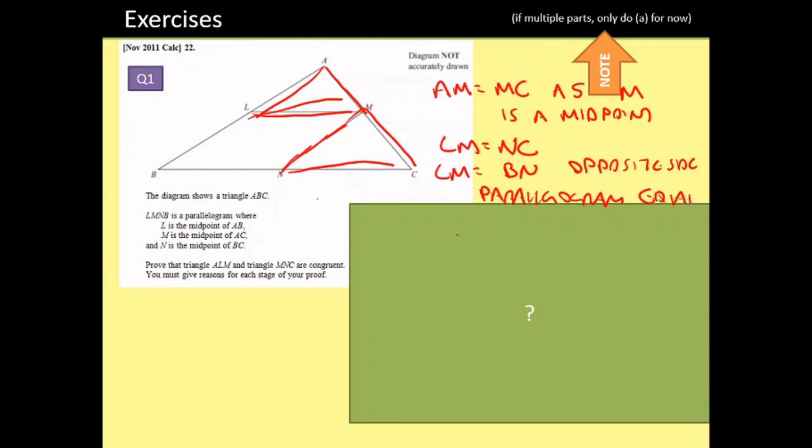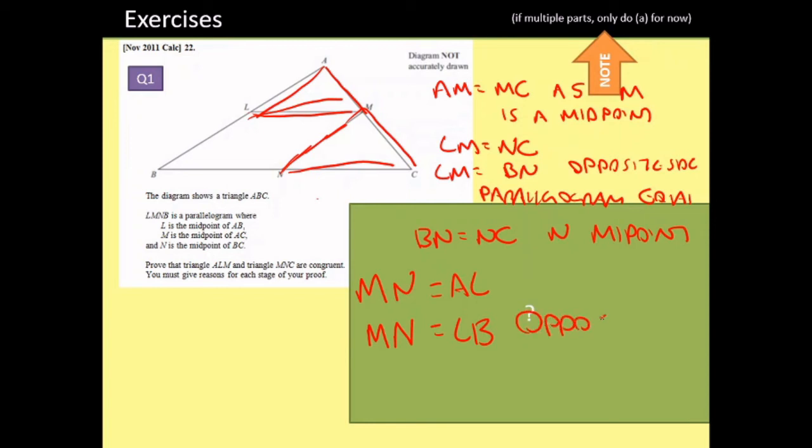And I also know that BN must equal NC, as N is a midpoint. Okay. So I've got two sides that are the same. Now, I could actually prove that MN, by the same logic, equals AL, because I know that MN has to equal LB, as opposite sides of a parallelogram are the same.